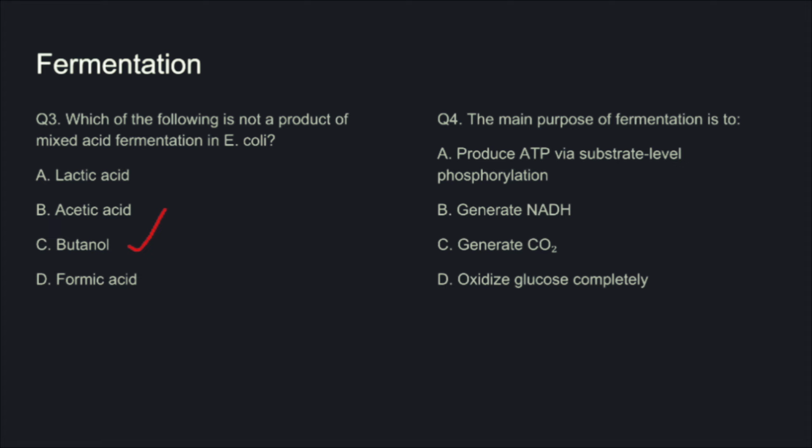Question number 4. The main purpose of fermentation is to, options are A produce ATP via substrate level phosphorylation, B generate NADH, C generate carbon dioxide, D oxidize glucose completely. So the correct answer for this question is option A, that is produce ATP via substrate level phosphorylation.